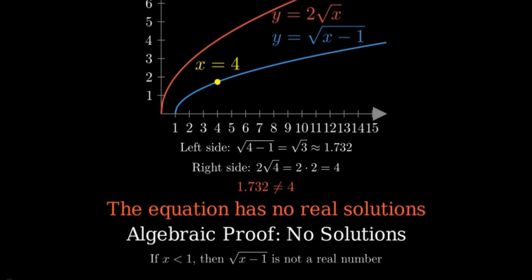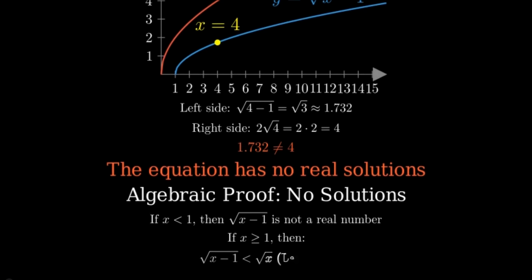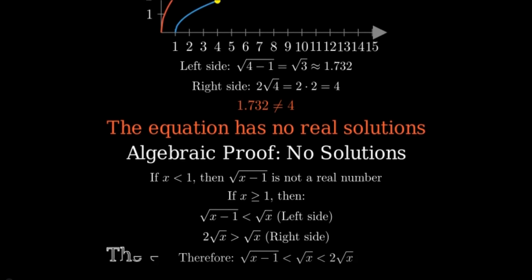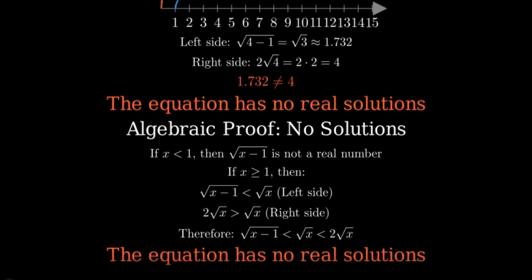Let's compare them. The left side is square root of x minus 1, which is always less than square root of x. The right side is 2 times square root of x, which is always greater than square root of x. Since the left side is always less than square root of x, and the right side is always greater than square root of x, they can never be equal for any value of x. So our equation has no real solutions.